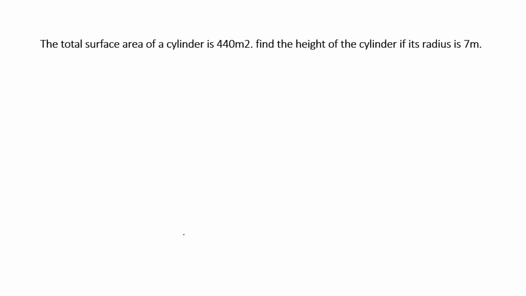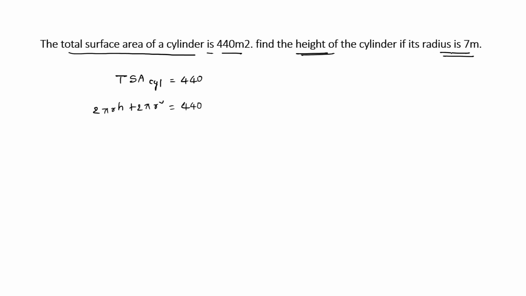Right, now a similar kind of question where we have the total surface area of a cylinder. The TSA of the cylinder is given as 440. What is the TSA formula of a cylinder? 2πrh plus 2πr² is equal to 440. Now we need to find the height, if the radius is given as 7 centimeters.